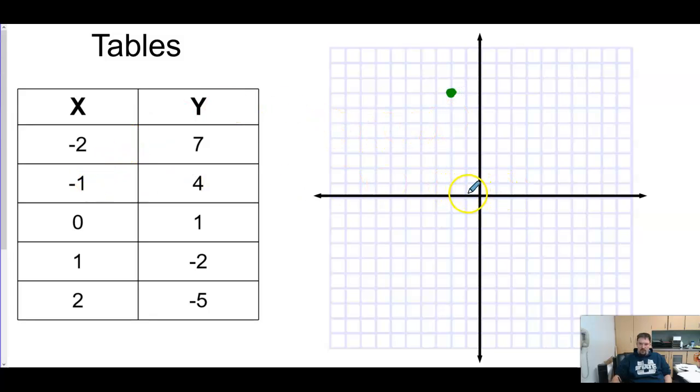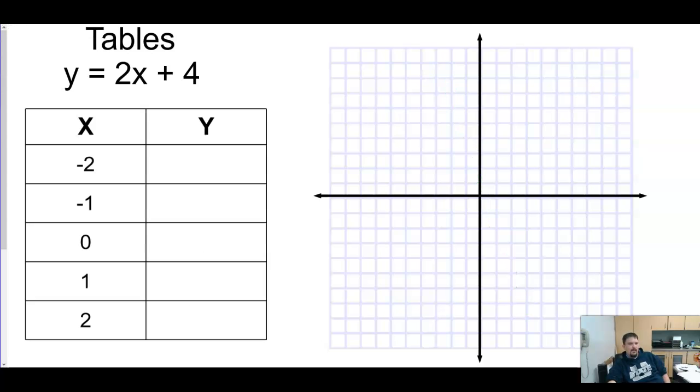Then -1, 4. So left 1, up 4. 0, 1. 1, -2. And then 2, -5. Anyway, there is my graph of that given table. Okay, so I just plotted the points and then connected them.